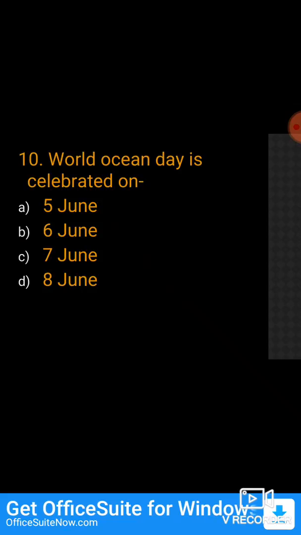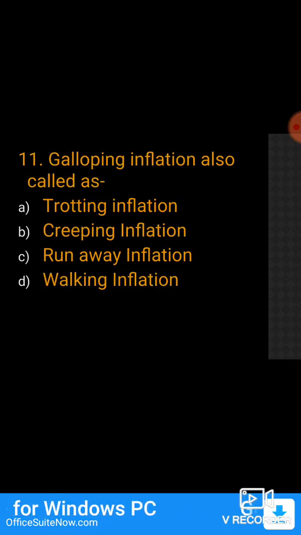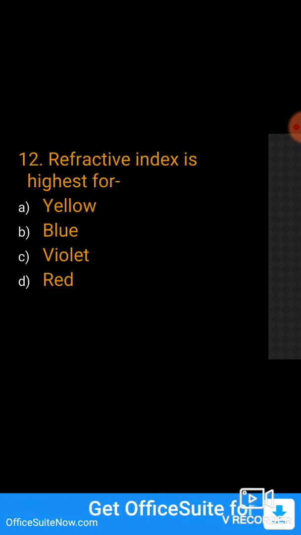10th question is World Ocean Day is celebrated on. So answer is 8th of June. Correct option is D part. 11th question is galloping inflation also called as runaway inflation. So correct option is C part. 12th question is refractive index is highest for. So answer is violet. Correct option is C part.